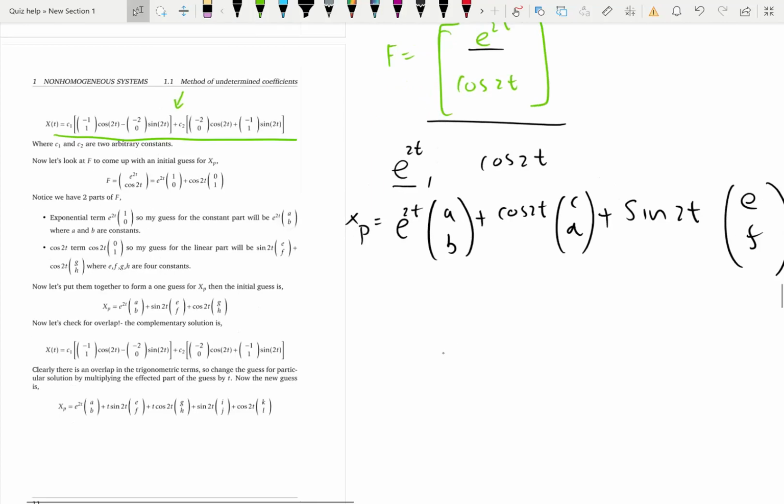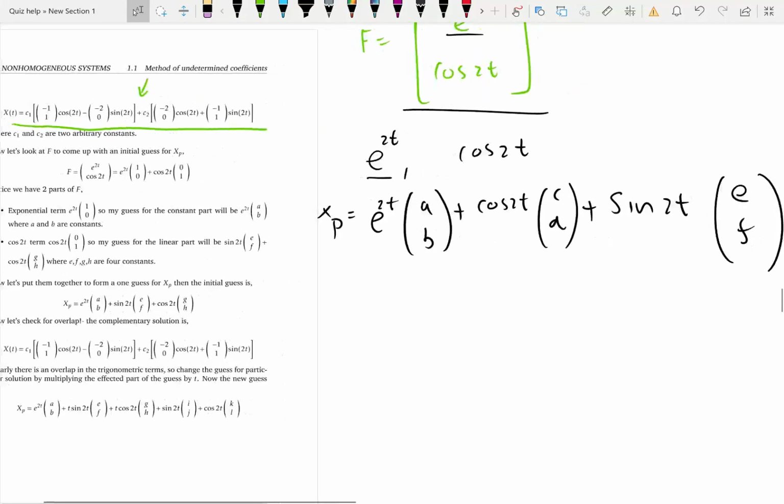Now do we have an overlap with the complementary solution? Well, we'll see. E to the 2t, do we have e to the 2t in the complementary solution? Luckily no. So there's no overlap with that exponential part. Cosine 2t, yes, we have cosine 2t. Sine 2t, we have sine 2t. So we have an overlap there, right? Here alpha was 0 in the eigenvalue, so it's e to the 0t. That is why we do not have an exponential term here at all. Okay, so we have an overlap.